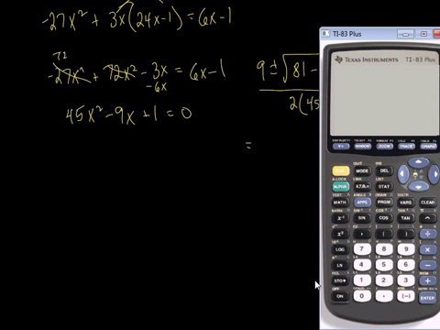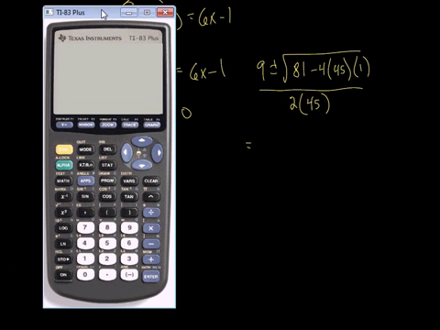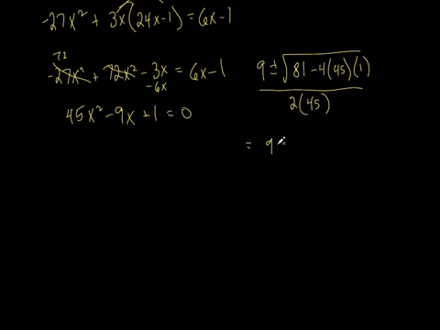Alright, calculator time. There we go. Alright, let's see. 4 times 45, let's see, 2 times 45 is 90, that'd be 180, right? So that'd be 81 minus 180. I should be able to do that in my head, but I'm going to do it anyway. Did I do that right? 180? That is right, isn't it? Negative 99. Is this going to work?